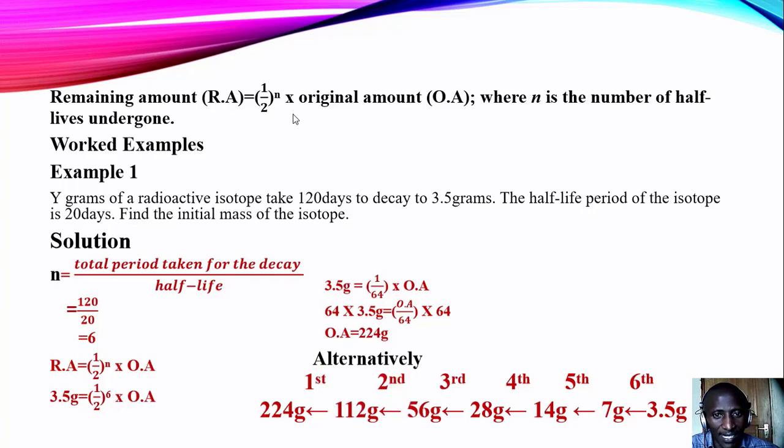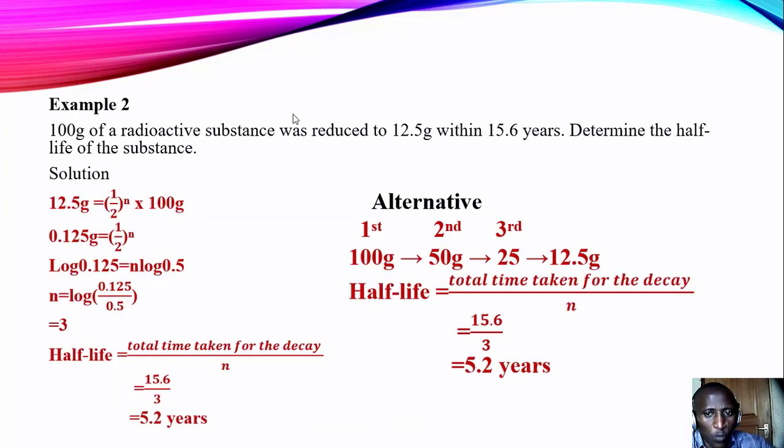Alternatively, we can take the flow diagram approach, whereby we look at the number of half-lives, which were 6, and then we start from the back. If on the 6th half-life the amount remaining was 3.5, at the beginning of the 5th half-life we have 7 grams, 4th 14 grams, at the beginning of that we have 28, at the beginning of the 2nd we have 56 grams, we had 112, and initially then we had 224 grams.